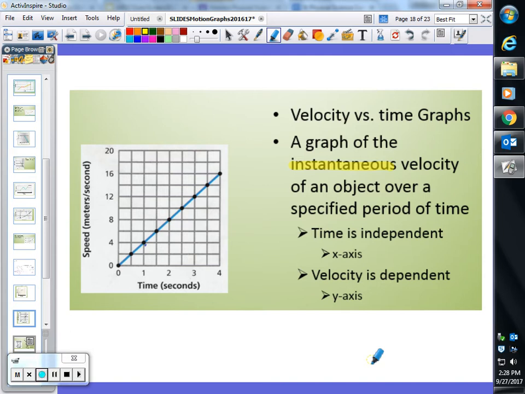So, the instantaneous velocity of an object over a period of time. Meaning, what does this graph now tell us? Position time graphs tell us where and when. This graph tells us... we can tell acceleration from that graph, but in a very obvious kind of way, right?